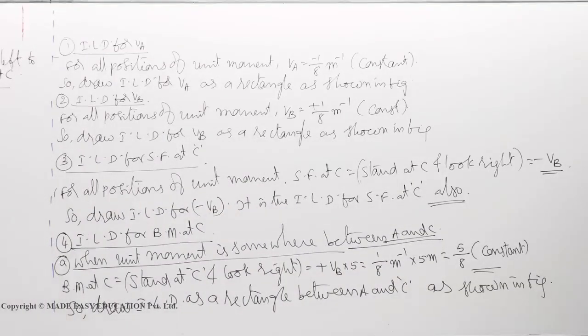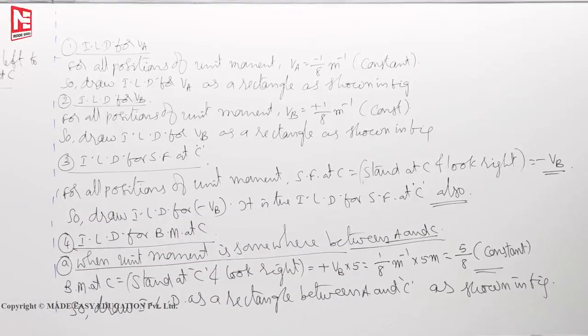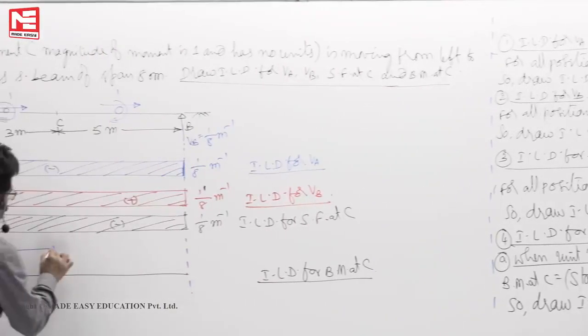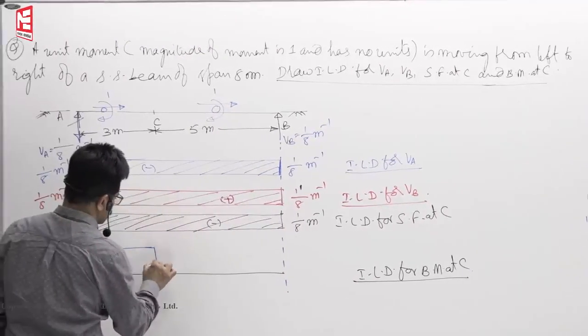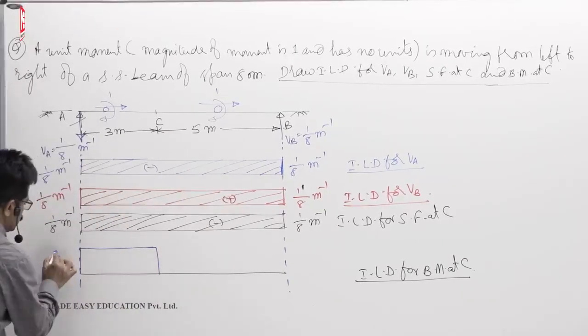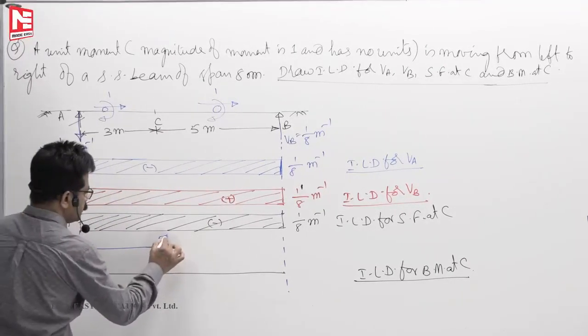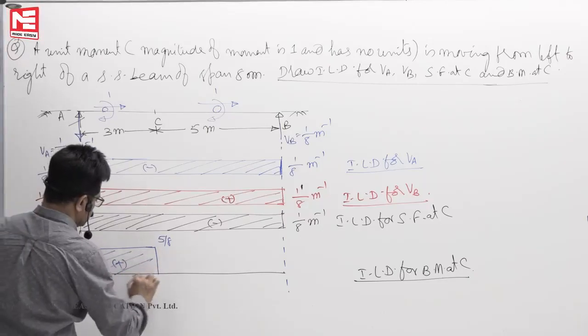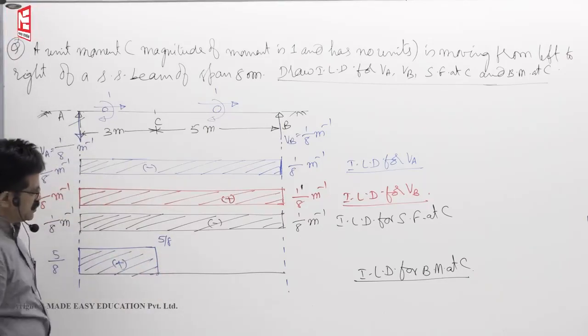How to draw that? Now come to this one. 5 by 8 means like this. This is 5 by 8, 5 by 8. Plus you got it. So up to here it is constant.